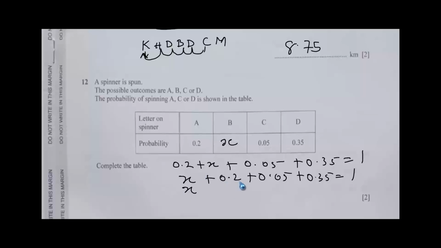If you add 0.2 to 0.05 to 0.35, they add up to 0.6, and that will be equal to 1. So if you collect like terms, that means you need to transfer 0.6 to the right hand side. When it goes there, it becomes negative 0.6. That means I have X equals 1 take away 0.6. So the value of X is 0.4. So we can say the probability of B is 0.4.